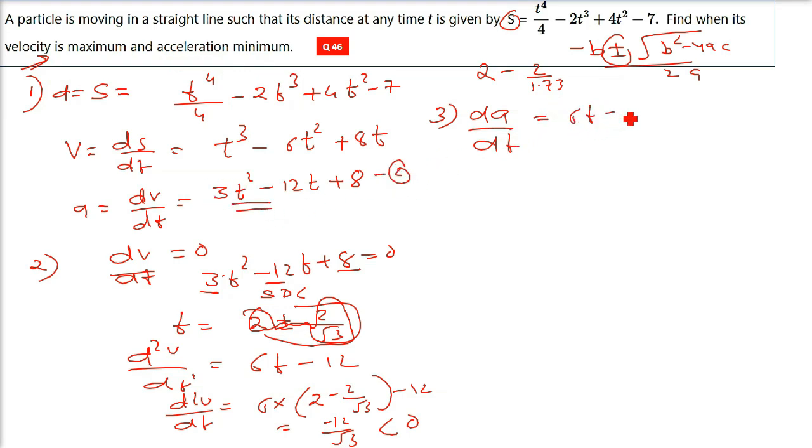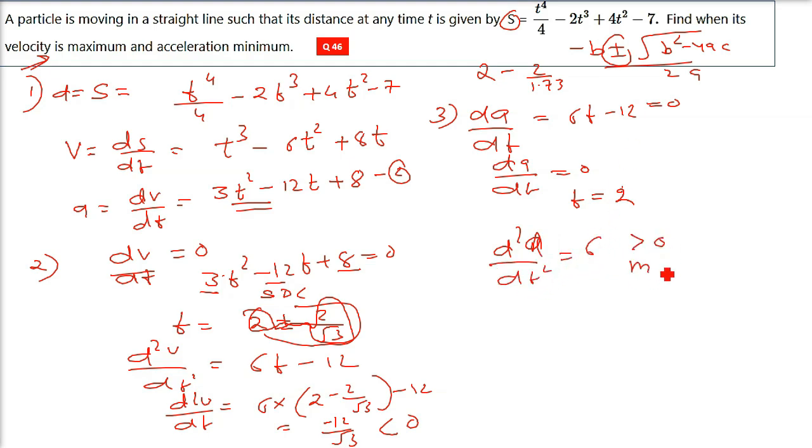Once you differentiate, you will get 6t minus 12. You already got it in the second part. But you have to do it again, all over again. Just equal to 0, t equals 2. So when you have t equals 2, you have to place it in the acceleration equation. Once you double differentiate, you are going to get 6, which shows you definitely that it's minimum. Greater than 0, plus, means minimum. So at t equals 2, you get this one.